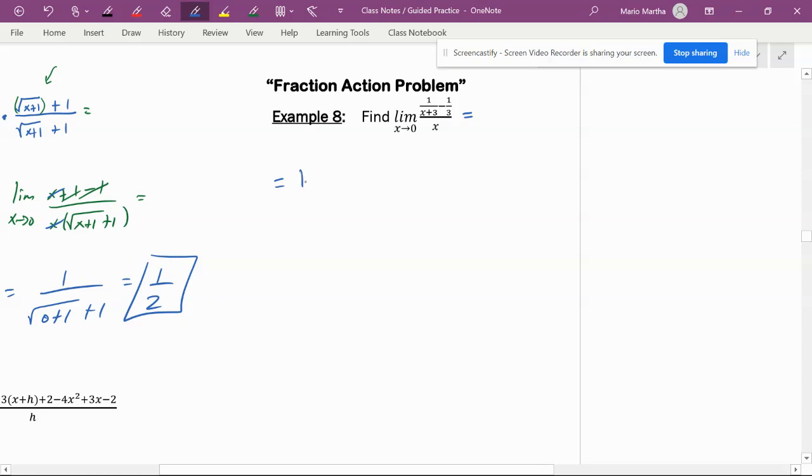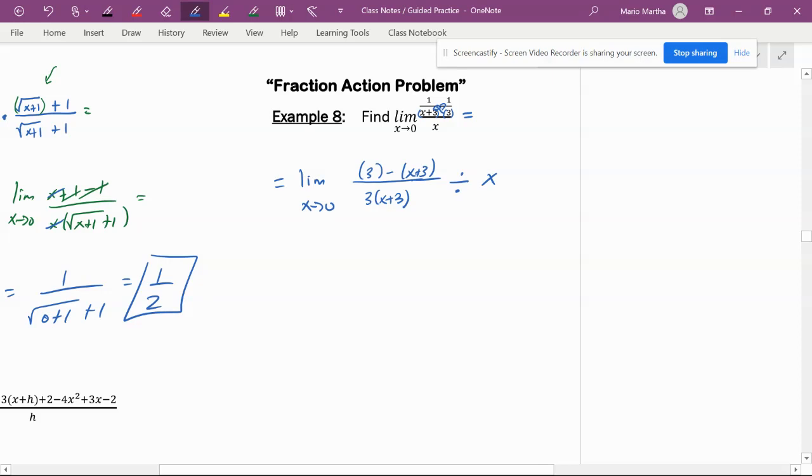So now we're looking at the limit again as x approaches 0. The lowest common denominator between these two would be 3 times x plus 3. And then cross multiply, that's going to be 3 minus x plus 3, I'm sorry, cross multiply over here, and then divided by x.